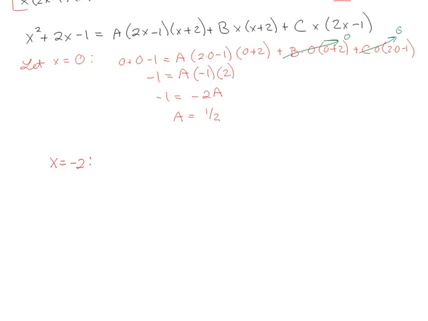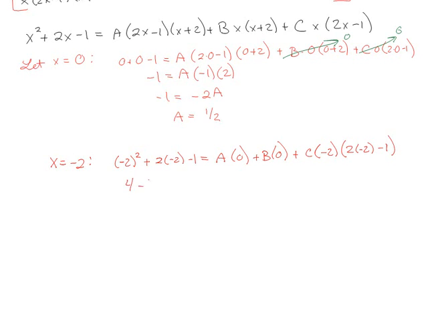And that'll give me, on the left half, -2 squared plus 2 times -2 minus 1. This one is going to go to 0 because the x plus 2, the -2 plus 2, goes to 0. The b is going to go to 0. Then the c will be times -2 times 2 times -2 minus 1.